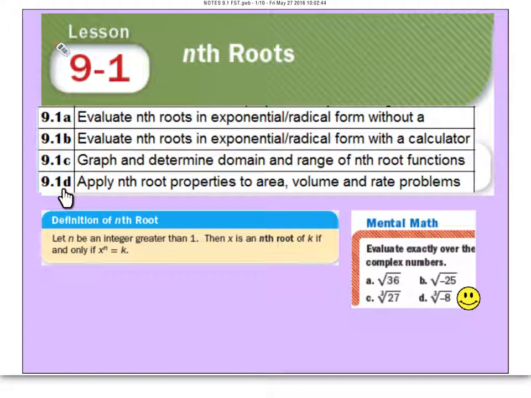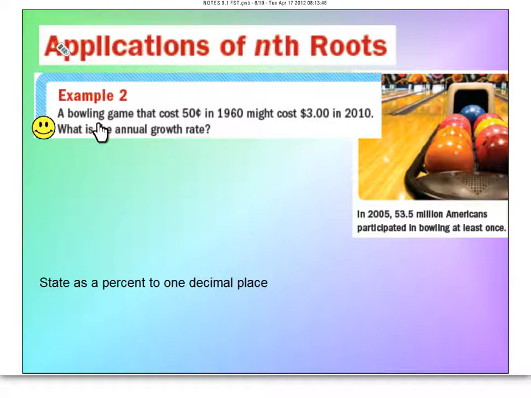Now for learning objective D, we're going to look at two problems. One will apply properties of nth roots to area and volume, the other to a rate. So we have a bowling game that cost 50 cents in 1960, and it might cost $3 in 2010. What is the annual growth rate?